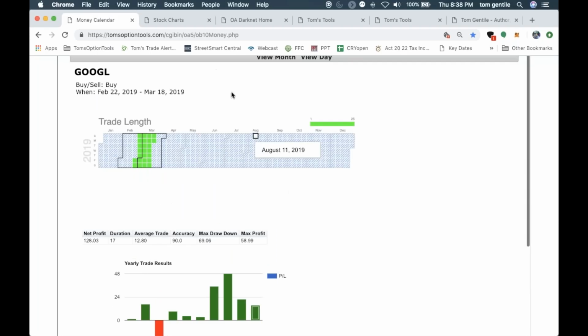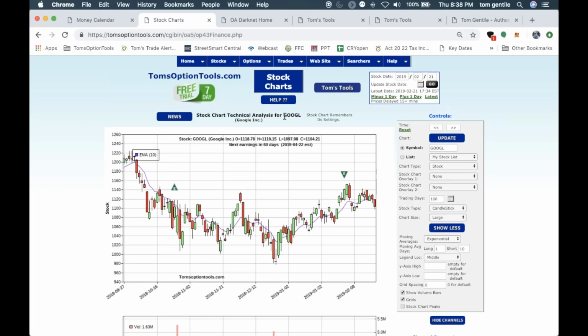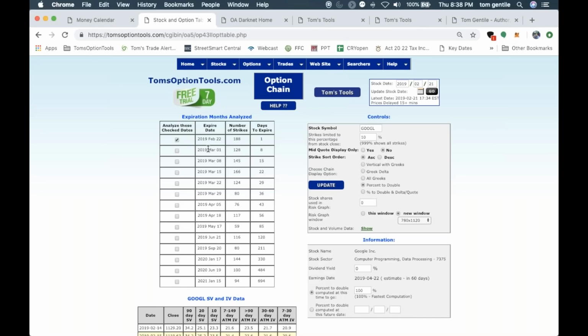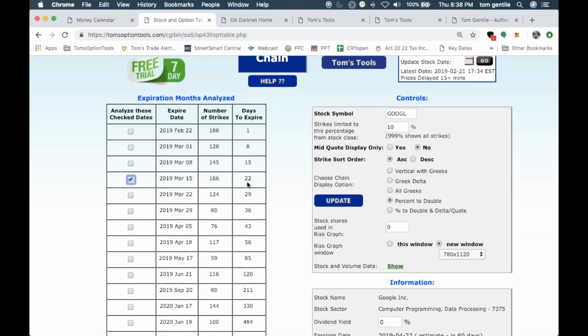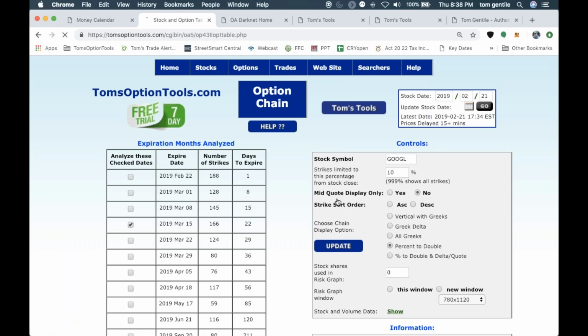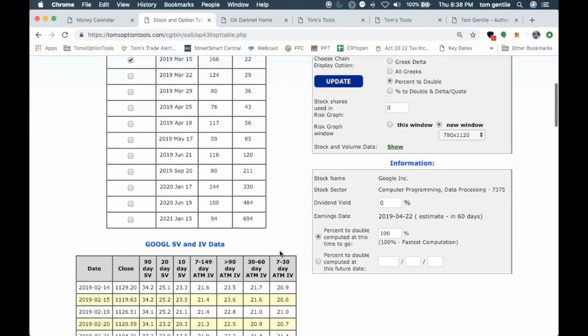So what I'll do is I'll then go to my option trades. Let's go to option chains and take a look at what we can do with Google between now and March 15th. Here's the March 15th options. I want to bring this up so everybody can see it. March 15th options, there's 166 strikes, 22 days to expiration. That's close enough. Come on down and let's see what we got.